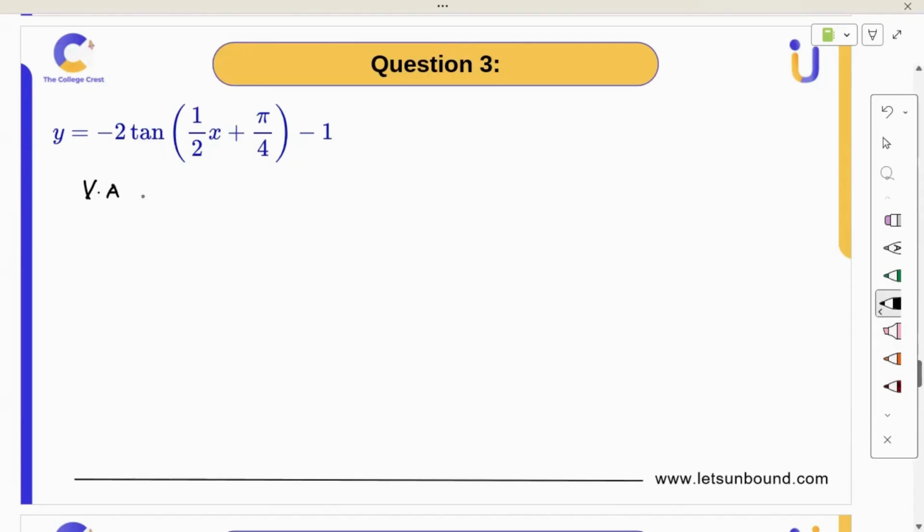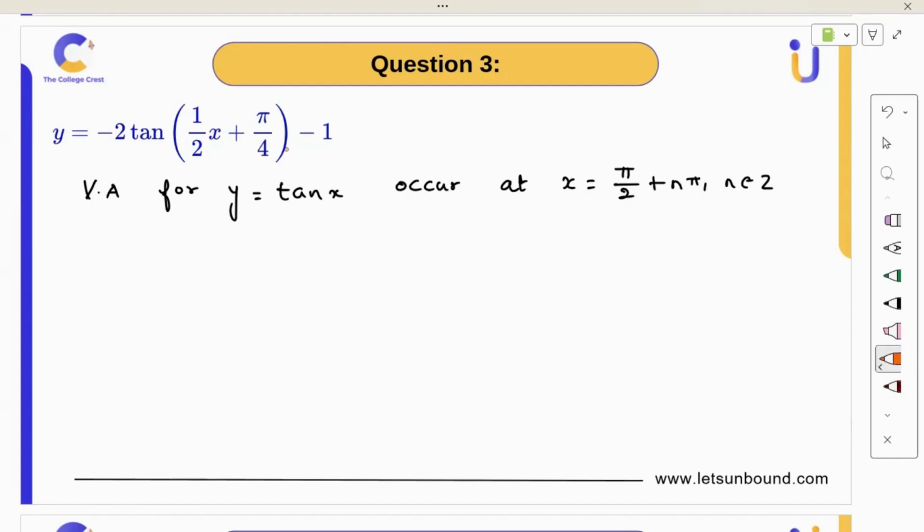So vertical asymptotes for y equal to tan x will occur at x is equal to pi by 2 plus n pi, where n belongs to Z. But my function is not that. So instead of x, you will put this half x plus pi by 4 equal to pi by 2 plus n pi, and solve for it. Take the pi by 4 there. So half x equals pi by 2 minus pi by 4, it's pi by 4 again, plus n pi.